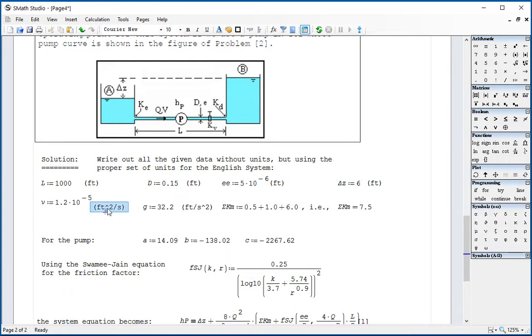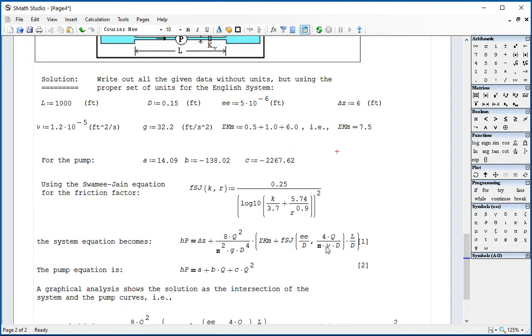And that's because I used to teach at Utah State University, and in the U.S. they still use the English system, basically. Here's the sum of head losses. And the pump has an equation which is a quadratic equation, so it needs to be done through experiments to find out what are the proper coefficients to use.